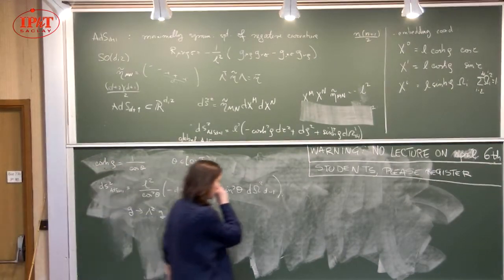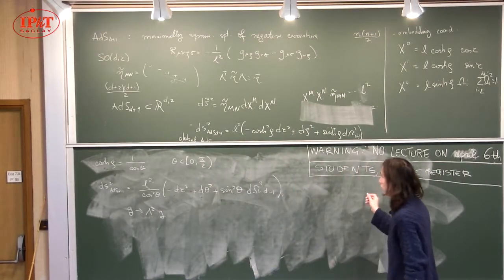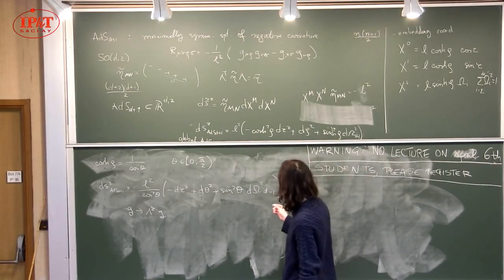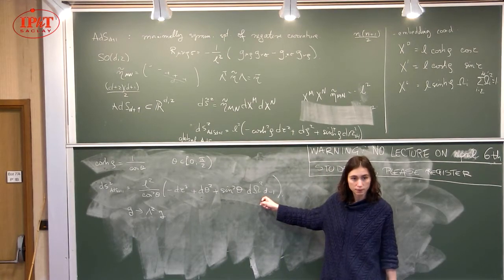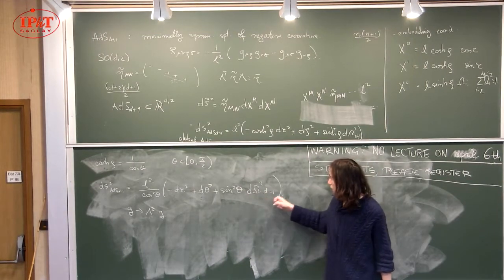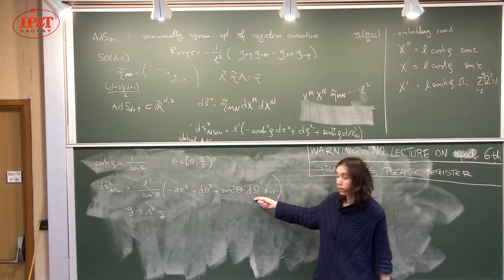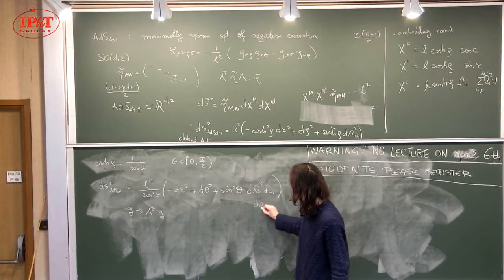Okay? And what I get? Well, what I get, so let me set d equal to 2 such that I can actually draw it. Okay? So this is actually going to be a circle, S squared.